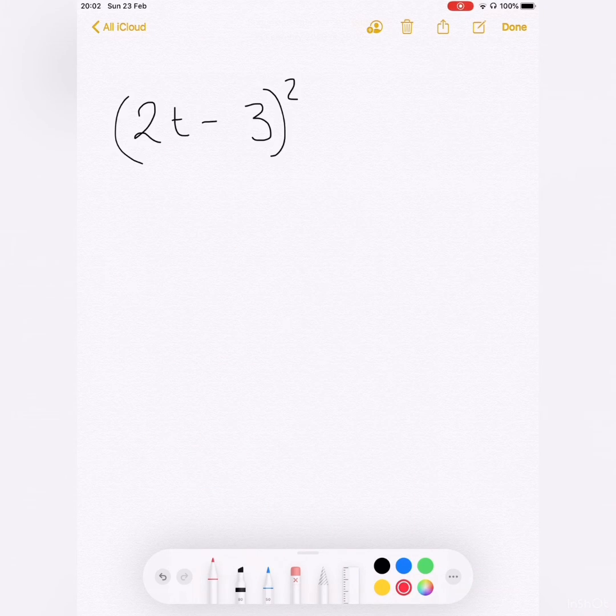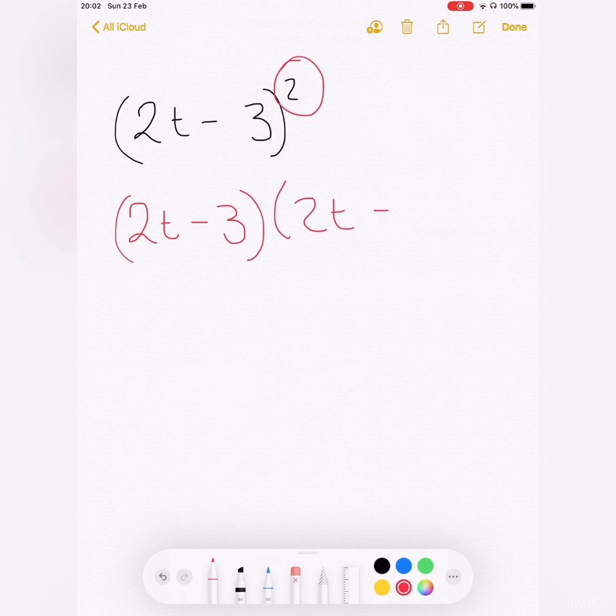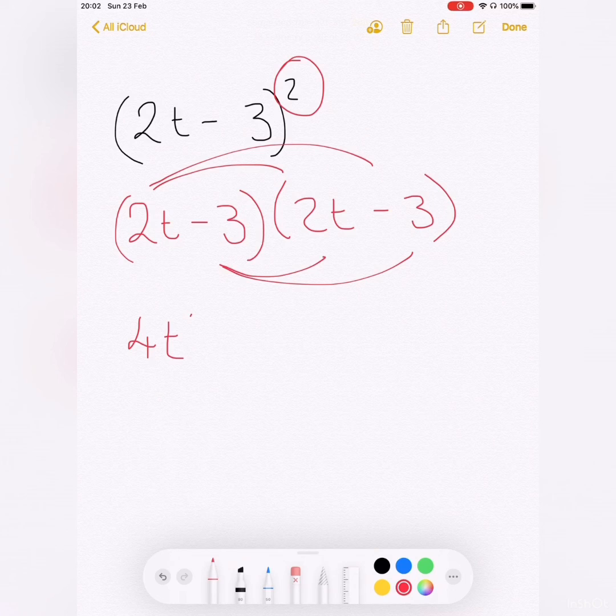What we first must do is rewrite it in a form we know, because remember, the squared just means times by itself. So once we've got that, we can draw on our moons and do it exactly the same as before. So 2t times 2t is 4t squared. Cross it off. Then we've got 2t times minus 3, which is minus 6t.